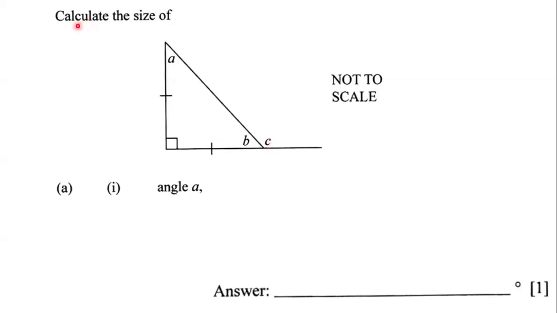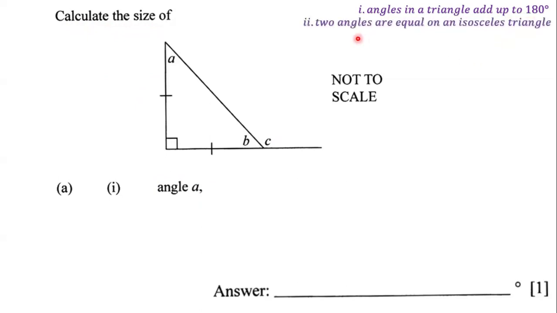Here, our goal is to calculate the size of angle A. Notice that we have a useful geometrical rule which states that angles in a triangle add up to 180 degrees. Also, another geometrical rule states that two angles are equal on an isosceles triangle. These two geometrical rules are going to be useful in us determining the size of angle A.